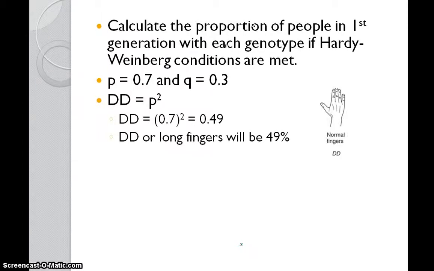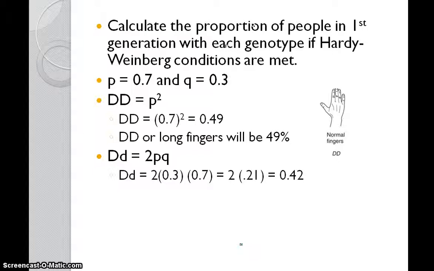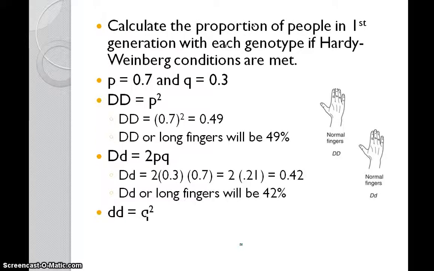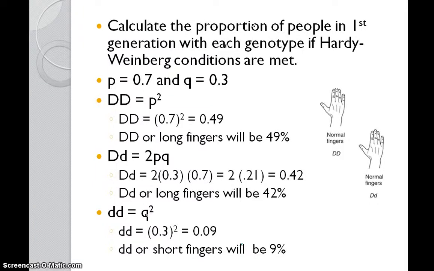Here's a picture of what this trait actually looks like, normal fingers. For heterozygous, big D, little d, that's 2pq. So we're just going to take 2 times the number for p, 0.7, times the number for q, 0.3. We multiply them together, and we get 0.42, which is 42%. Again, normal fingers. Little d little d is q squared. That would be short fingers. We're just going to take the value for q, 0.3, square it, and get 0.09, or 9%. Here's an image of what that individual would look like. So this is another type of problem you can do.